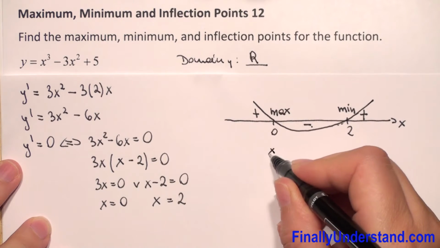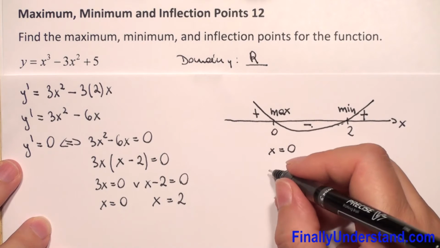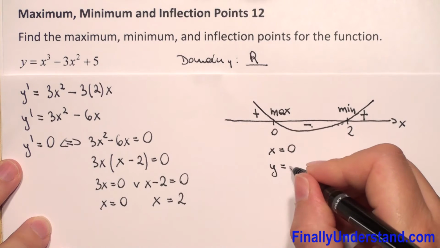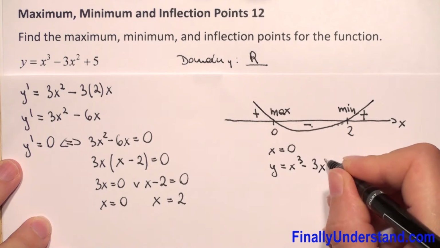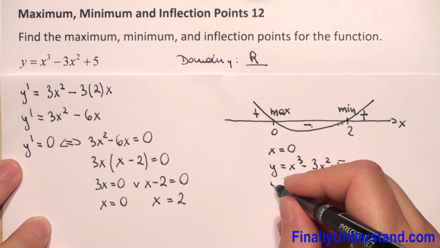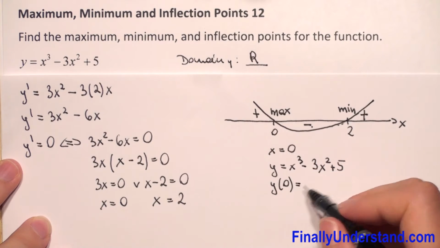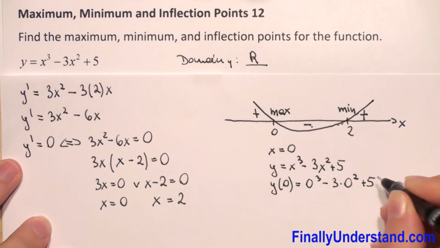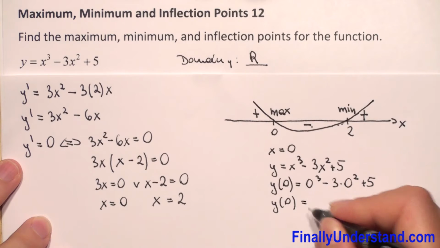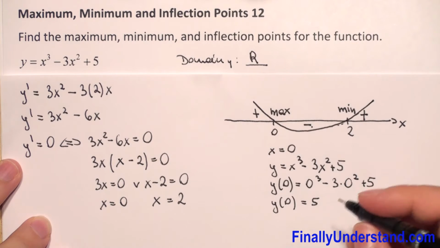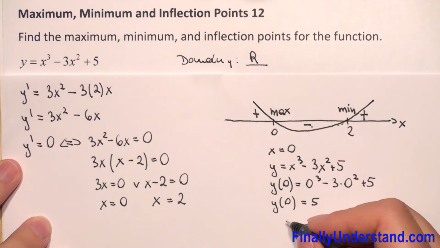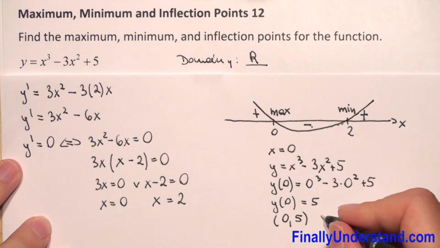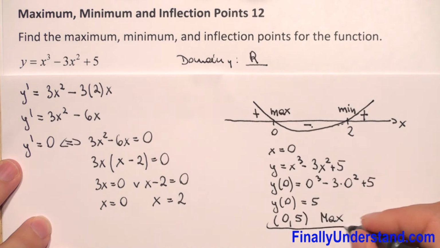We have x equals 0, so we have to find the y coordinate. We just copy our function y equals x to third minus 3x squared plus 5, and we have to calculate y of 0. So we replace x by 0, so it will be 0 to third minus 3 times 0 to second plus 5. So y of 0 is equal to 5. So we have the first point 0, 5, and at this point we have a maximum. This is our first solution.